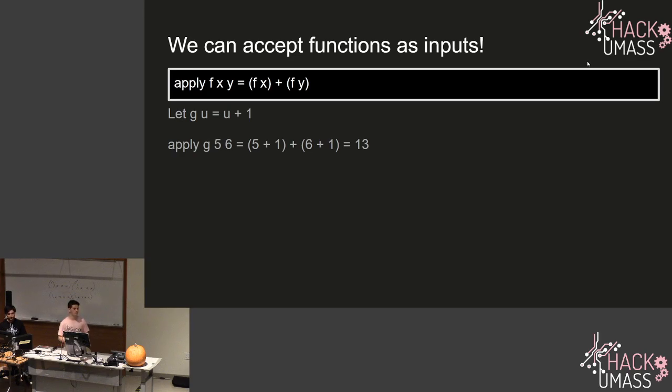So let's call G of U equal to U plus 1. If we were to call apply with inputs of G, 5, and 6, it would output 13, because G would add 1 to 5, add 1 to 6, and then we add the 2 together, thus getting 13. Do we have any questions with this? Because this is a hard concept for a lot of people.